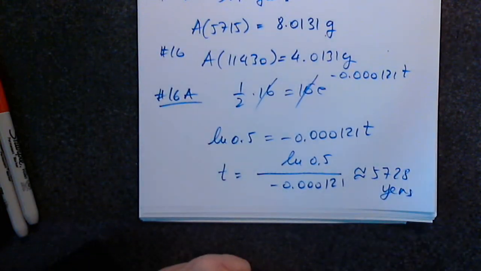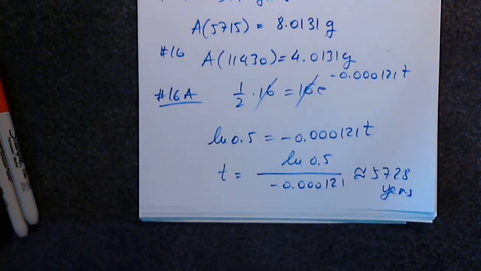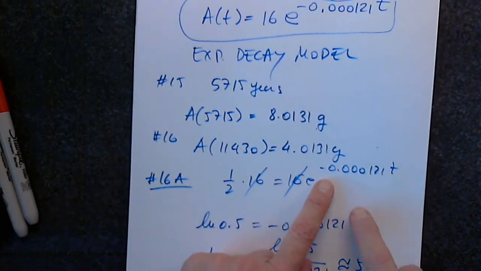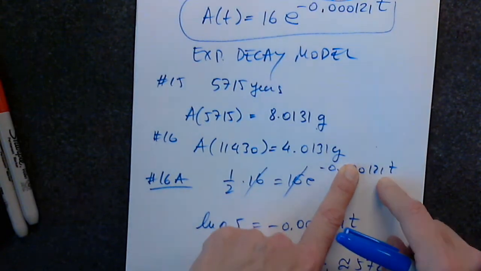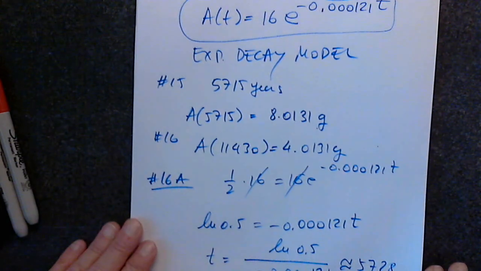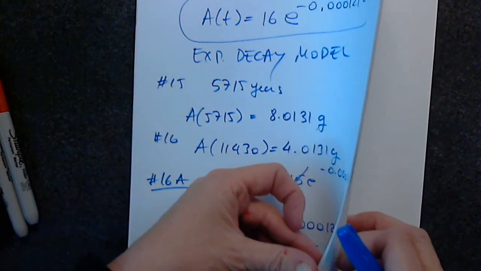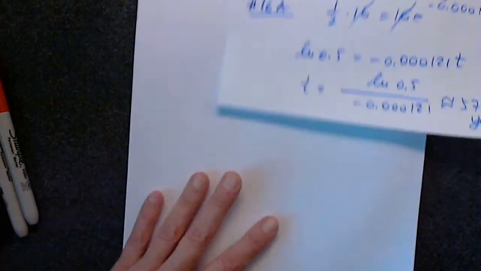5728. It depends. Other radioactive substances decay much faster. This one is very slow. It has a very slow decay rate. It's what? 0.0121%. Very slow decay rate. And the half-life is 5728. Okay.